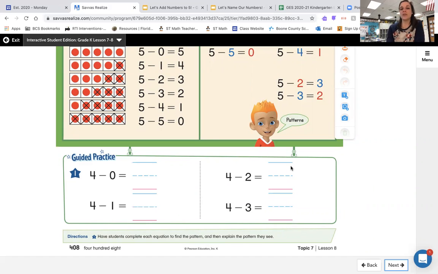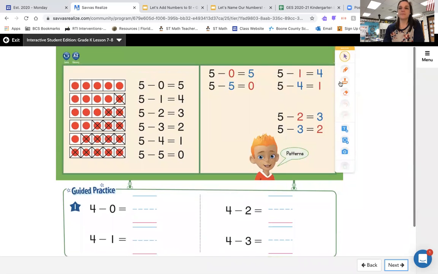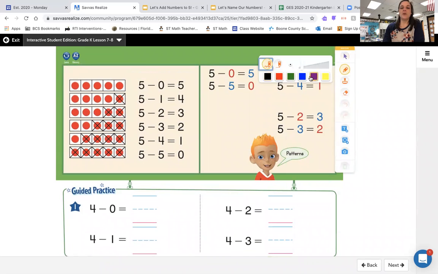So before we start answering these questions on page 408, notice how each one starts with a whole group of 4. We have 4 take away 0 equals blank. 4 take away 1 equals blank. 4 take away 2 equals blank. 4 take away 3 equals blank. Okay? So I'm already noticing, like I did before, a number pattern. I see that each time from the group of 4, we're taking away 1 more than before. So I have 0, 1, 2, 3. Let's see what our answers are.